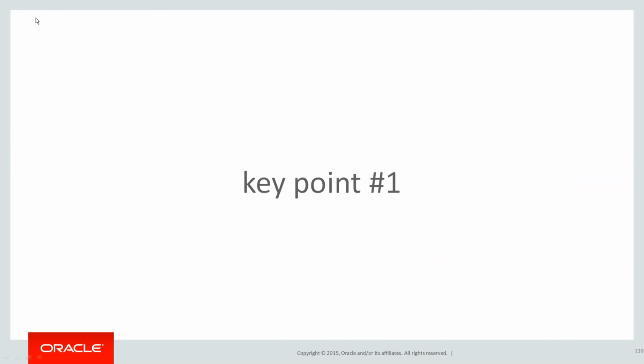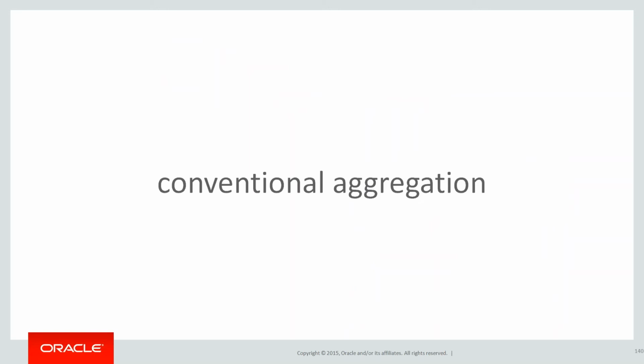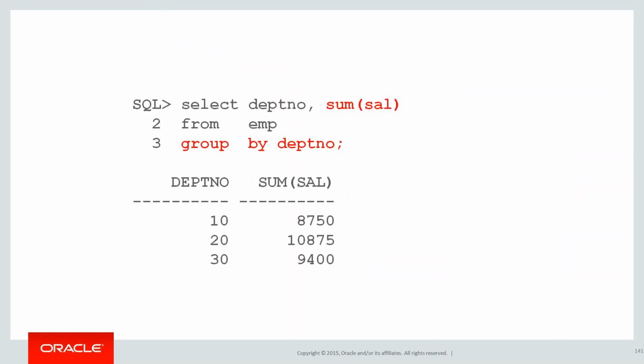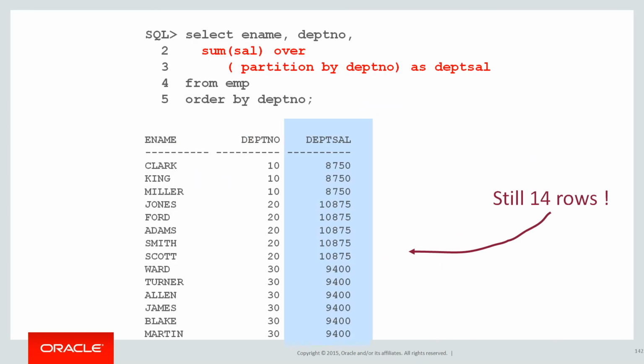Okay, that comes down to two incredibly important points in terms of grasping the concept of analytics. Number one, and we'll come back to your question just in a second, but I'll touch on this point first. Think about a conventional aggregation. Normally when you do select department number, sum salary, group by department number, there's 14 rows in the employee table, but I get 3 rows in the result. I generally get fewer rows in the result than the raw data when I do a conventional aggregation. For an analytic, it's different.